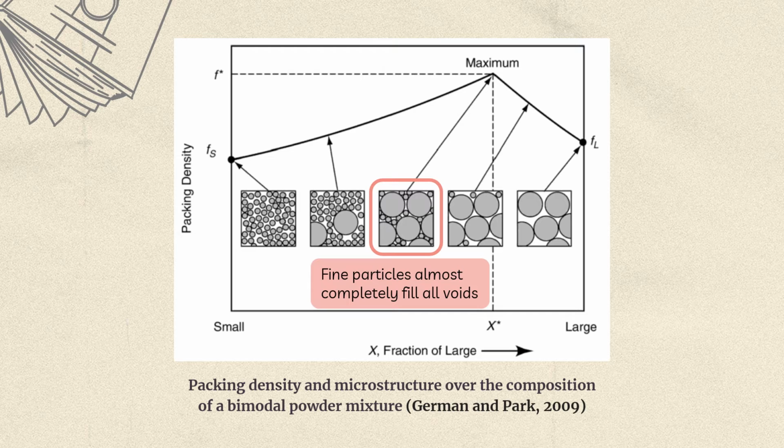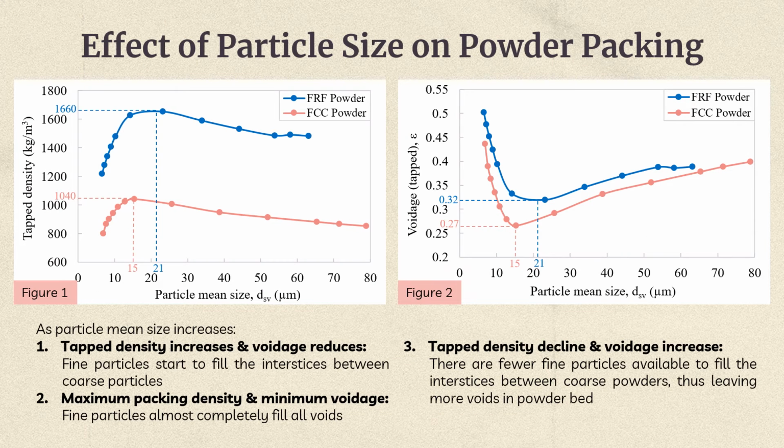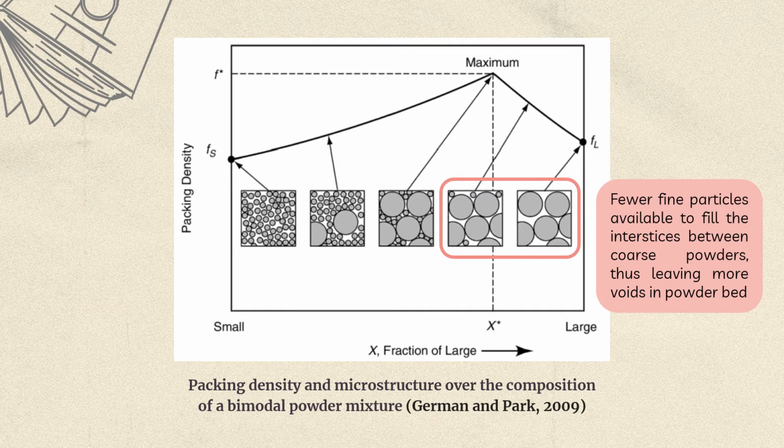This is where the optimal powder packing is obtained, as the fine particles almost completely fill all voids between the coarse particles. Beyond 15 micron and 21 micron, the tap density starts to decline while the voidage starts to increase. This is because there are fewer fine particles available to fill the interstices between the coarse particles, thus leaving more voids in the powder bed.